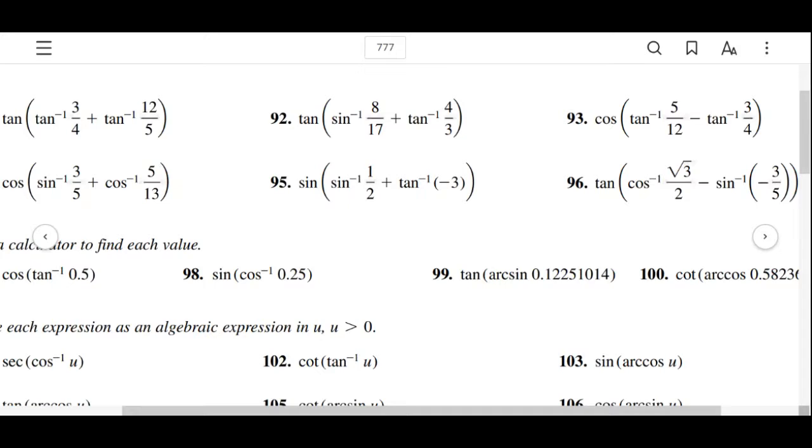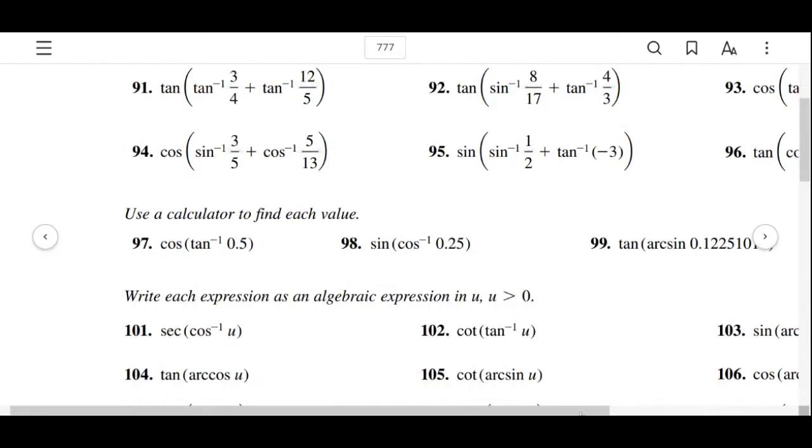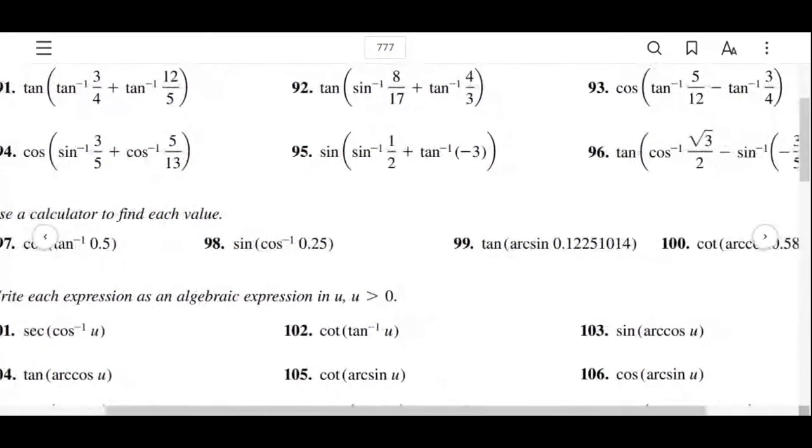What's the range of questions we can pick from? From 91 to 106, sir? Or is it 91 through 96? You can pick anything except 97 to 100, because that's just plug into the calculator.